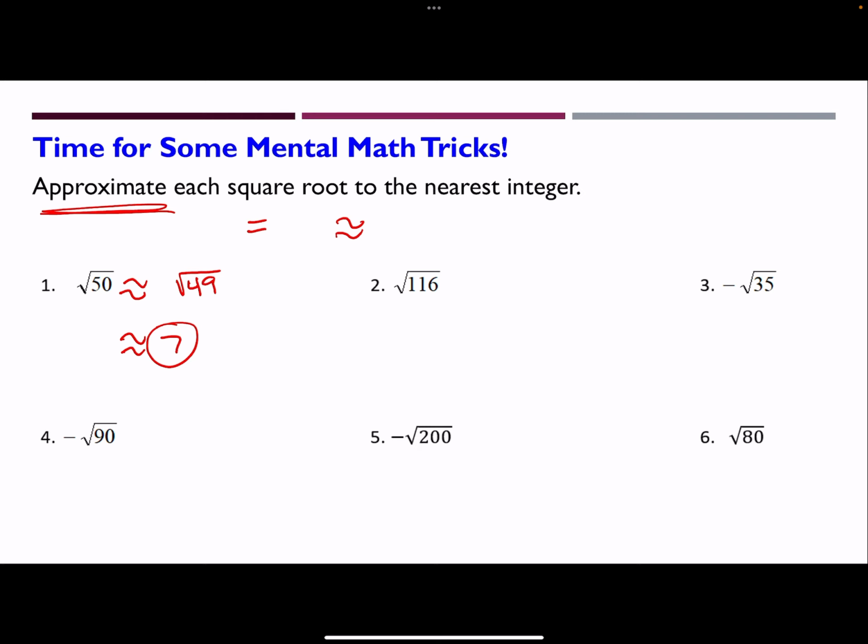So number 2, the square root of 116. Again, 116 is not a perfect square. You can even refer back to your perfect square list that we made in the toolkit. 116 is pretty close to 121, a little bit less, right? So this is going to be approximately close to 11. And the square root of 116 is going to be a little bit less than 11 because 116 is less than 121.